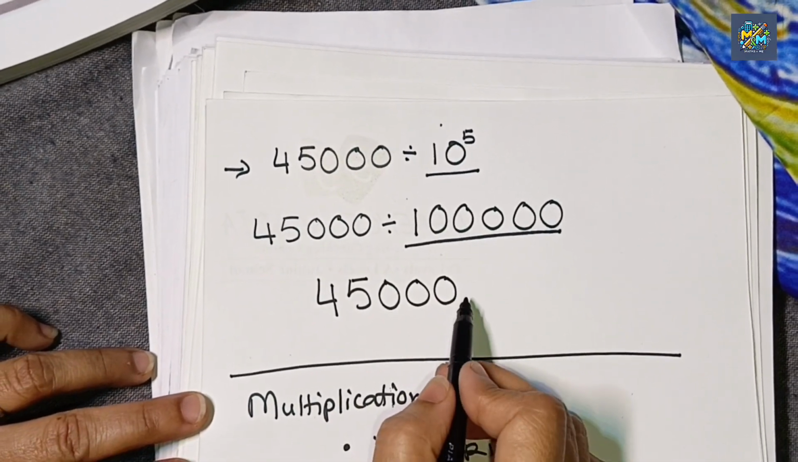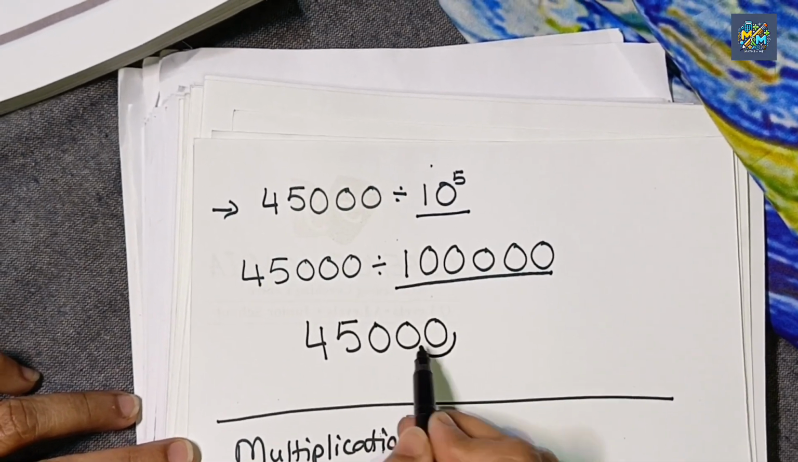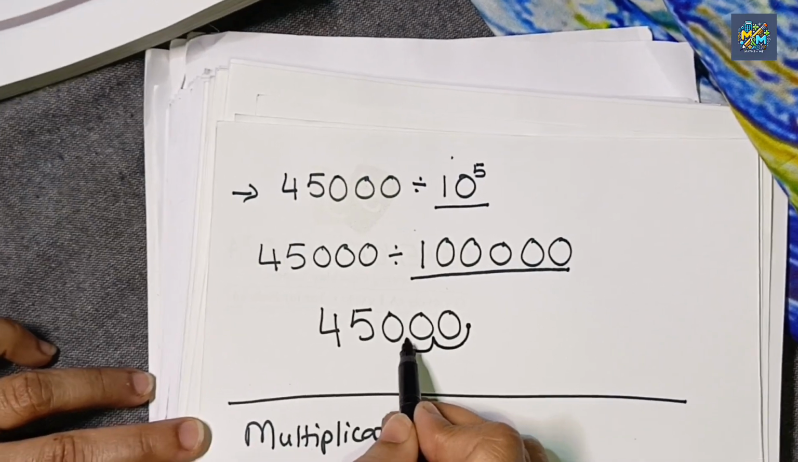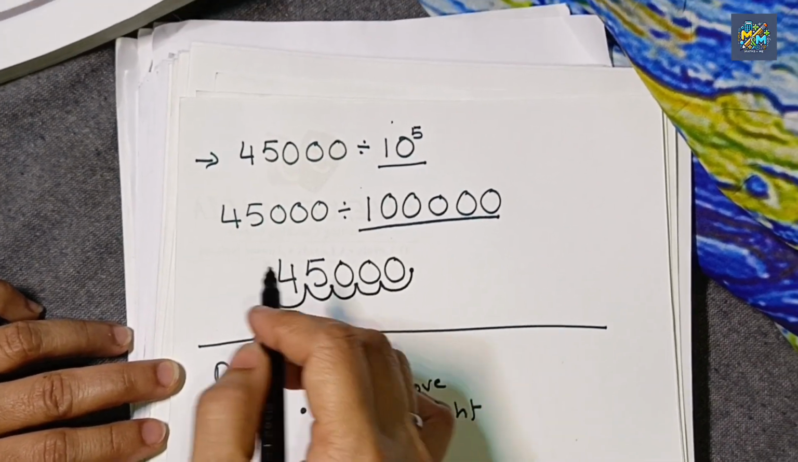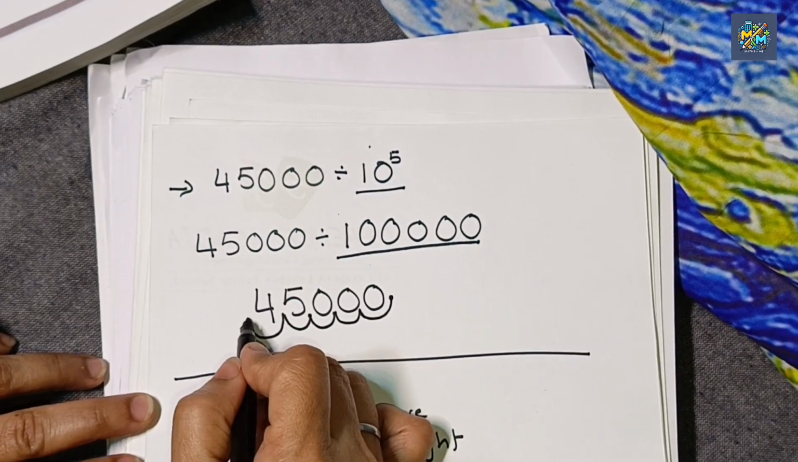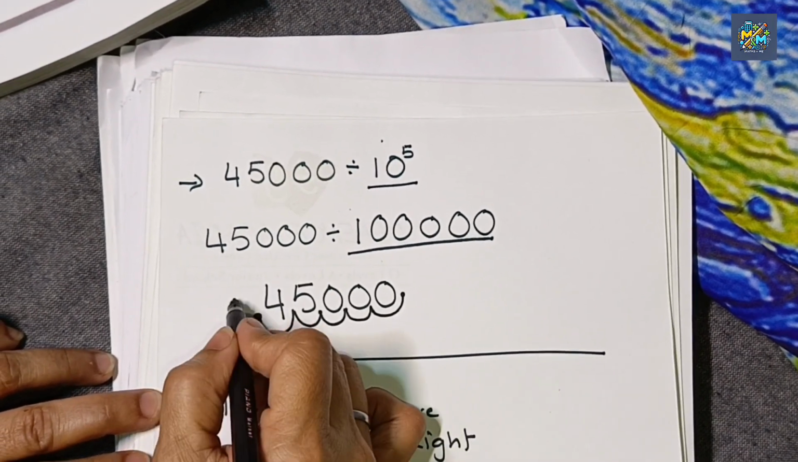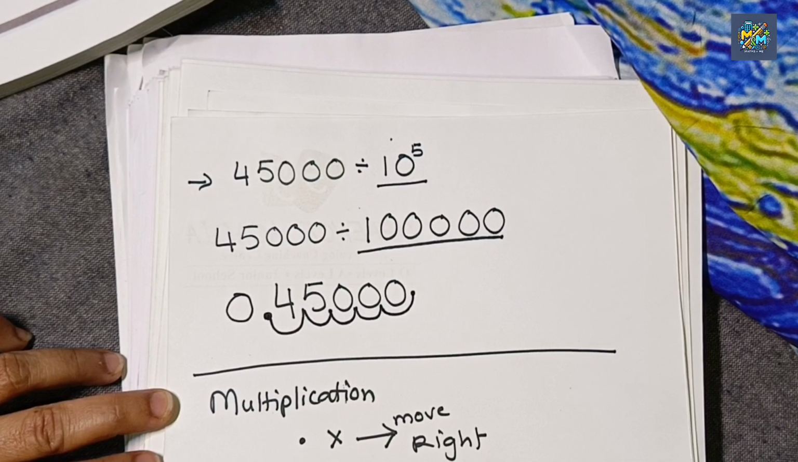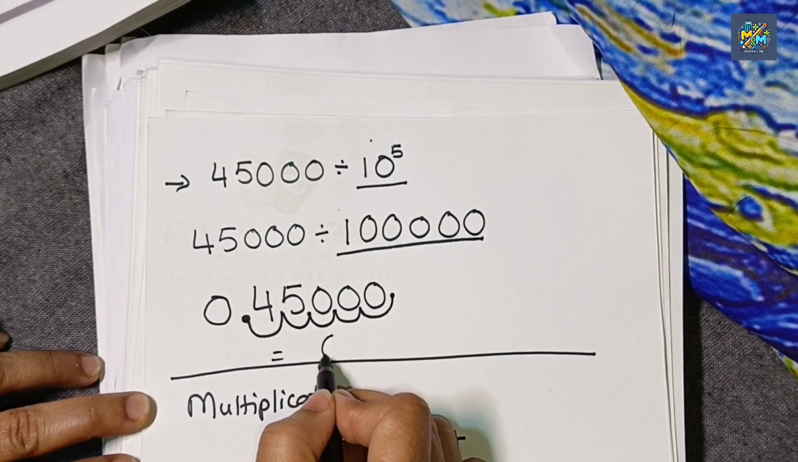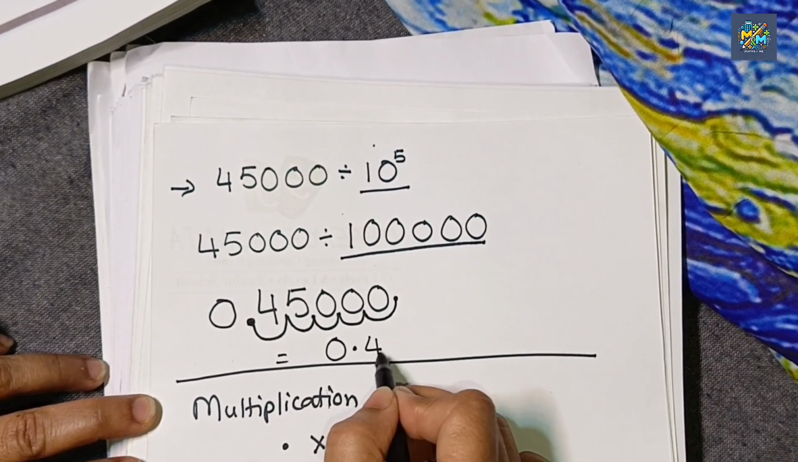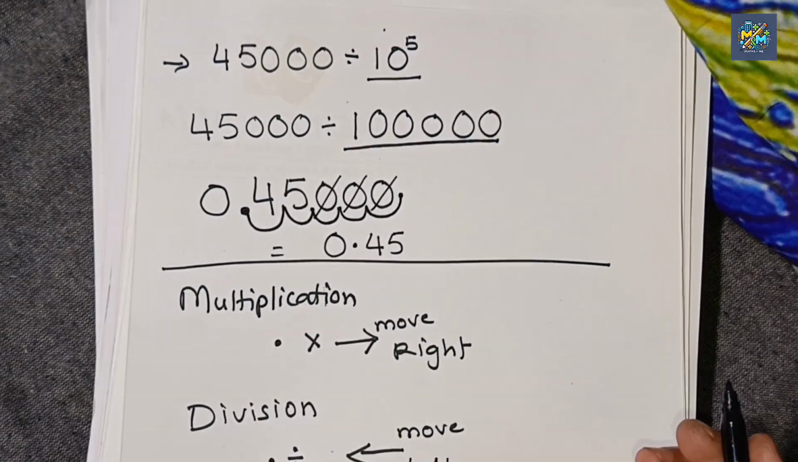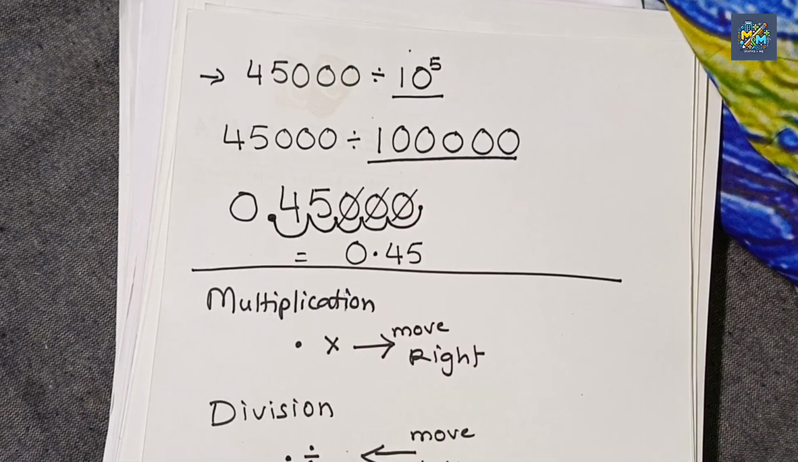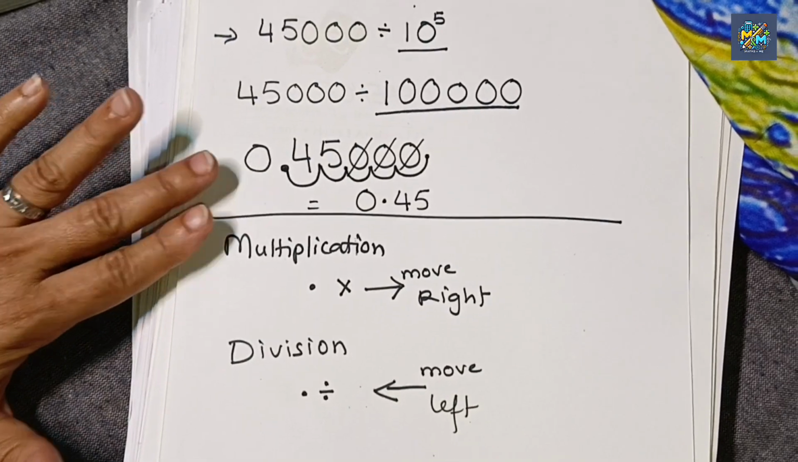So how am I going to take a start? This is going to be 1, first step, 2, 3, 4 and 5. So my movement is this side and here I have to bring a 0 and my answer will be 0.45. Here these zeros won't be considered. So this was one way of doing this sum.